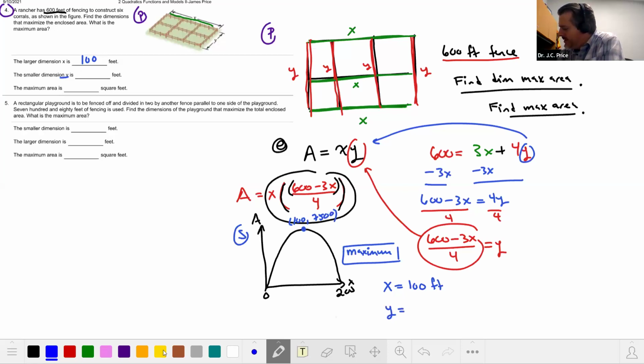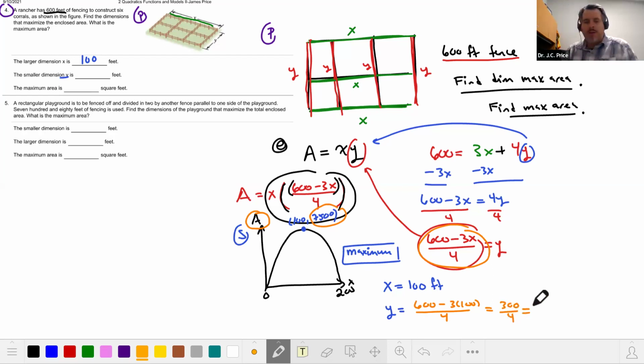So y is equal to, so you probably want to put this as y, but remember, that's not y, that's area. So to find y, we have to come back to the formula for y. So it's really 600 minus 3 times 100 and divide it by 4. And so what is that? That's 300 divided by 4. And that should probably be a nice number. It's 150. I mean, we can do this.